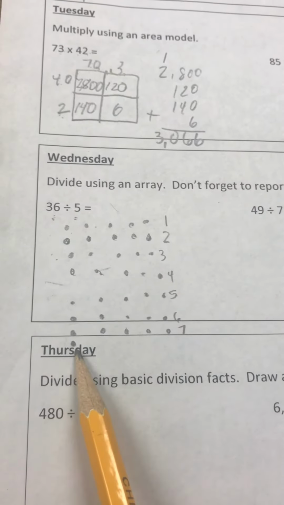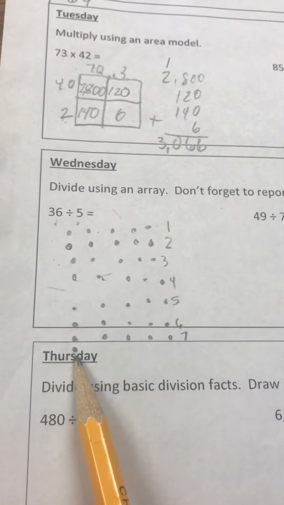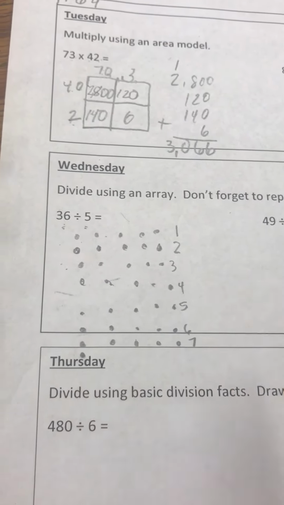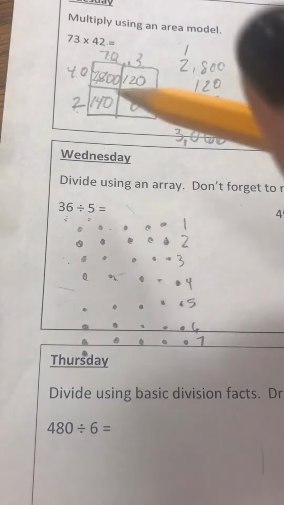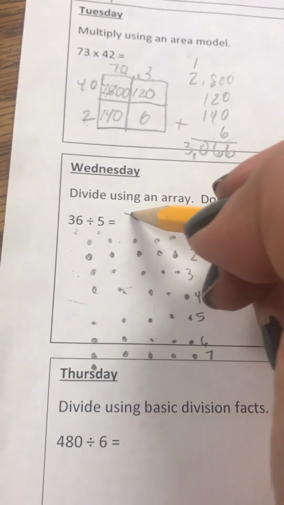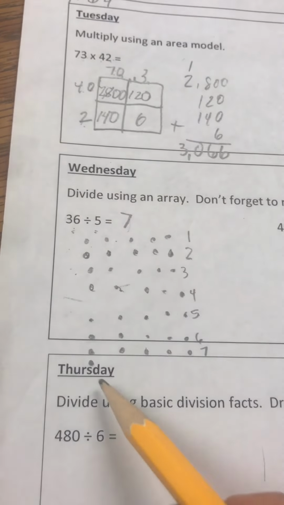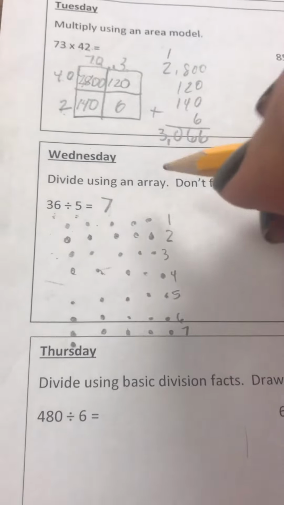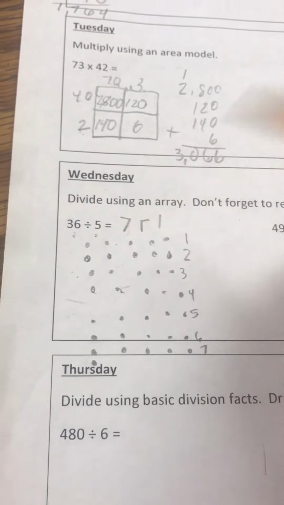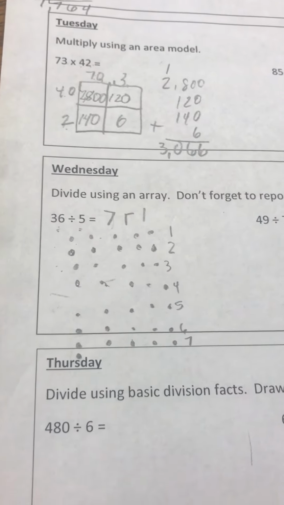But I have this little guy left over right here. This is going to be our remainder, and there's only 1 left. So because we have 7 equal groups of 5, our quotient or our answer is going to be 7. And since we have 1 left over here, that's going to be a remainder of 1. So our answer would be 7 with a remainder of 1.